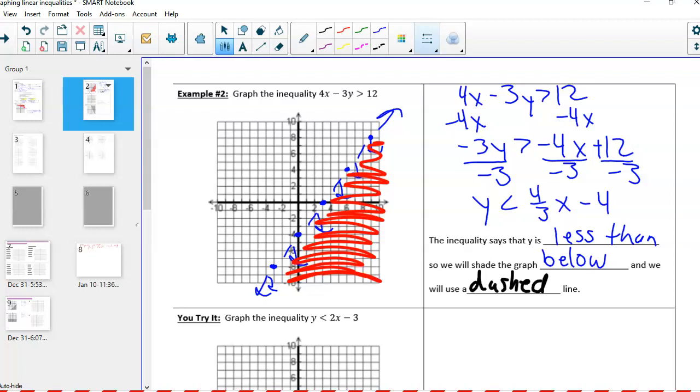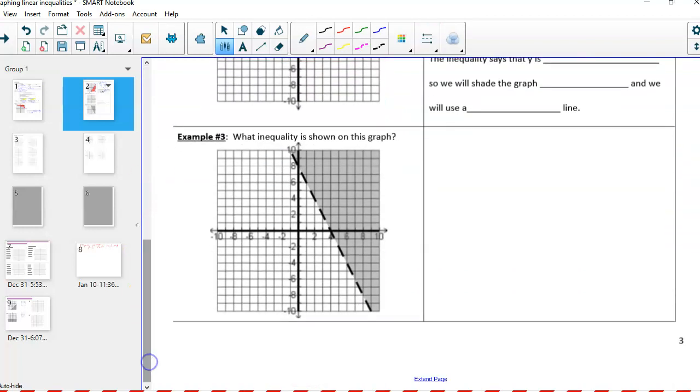Right. Do we have any questions on this one? We're going to do one more example together. Go down to example 3. Now we have to write the inequality. So now this is already graphed for us. We need to figure out how to write this inequality.